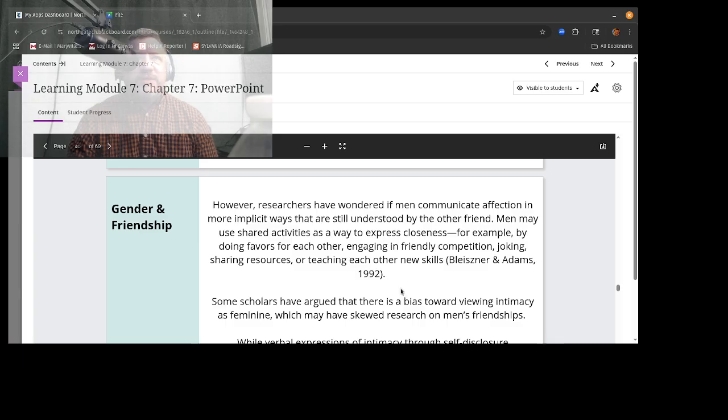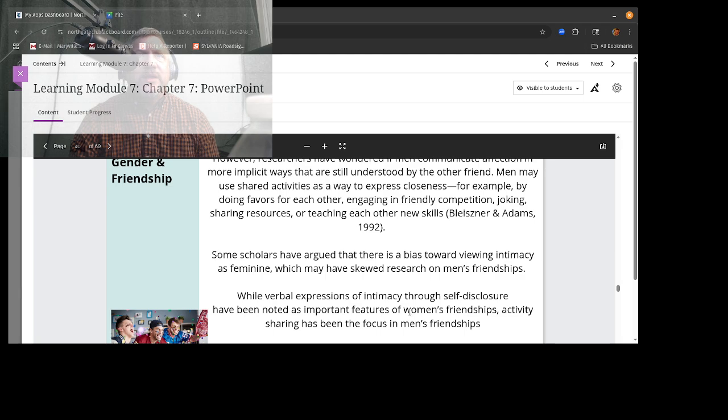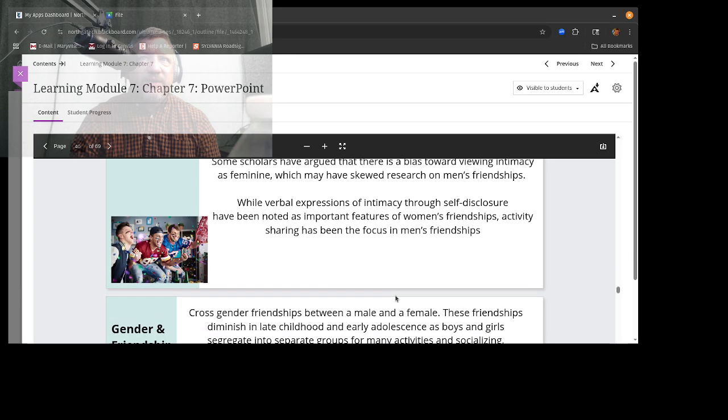Men may use shared activities to express their closeness by going to ball games or competition, right? Sports. Joking, sharing resources, or teaching each other new skill sets. I find myself in that space with guy friends. I can't tell you how many I've taught how to do work on computers or helped them work on their cars. So men do share a similar level of intimacy. It's just not expressed the same way.